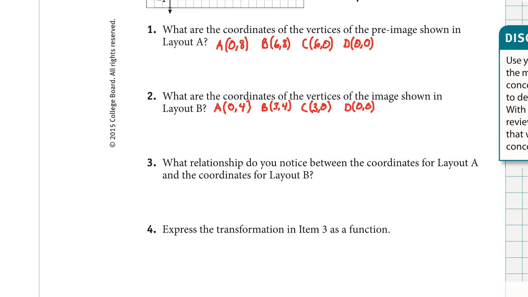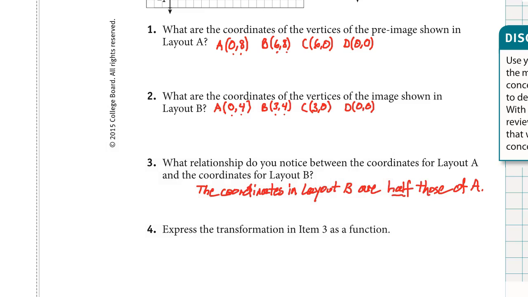Question 3 asks, what relationship do you notice between the coordinates for layout A and the coordinates for layout B? Take a look at layout A. We have 0, 8, and then look at its corresponding vertex in layout B, 0, 4. What relationship do you see? Looking at point B, this is 6, 8, and in the other one, 3, 4. What's the relationship between the 6 and the 3 and the 8 and the 4? Can you put that into words? The coordinates in layout B are half those of layout A.